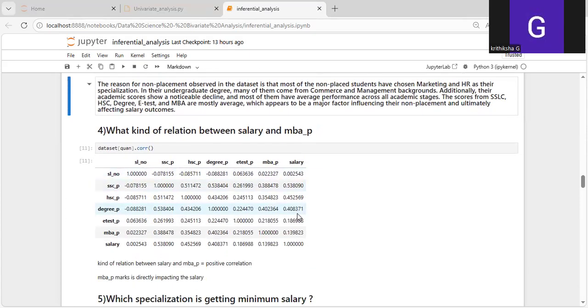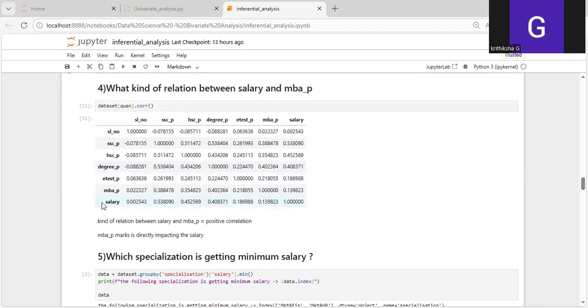Next, what kind of relation is there between salary and MBA pass mark? To find the relation between these two columns, we can use the correlation. Using the dataset quantitative.corr, I found the salary and MBA correlation of 0.139823, which is actually a positive correlation. So we can say that MBA marks directly impact the salary. The students who got higher marks in MBA have greater chances of getting good, higher salaries.